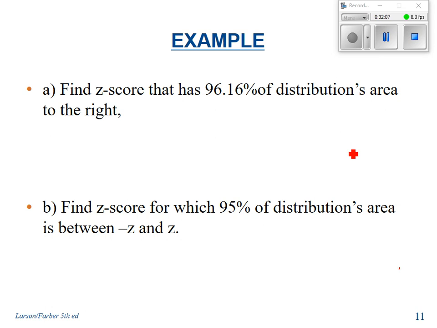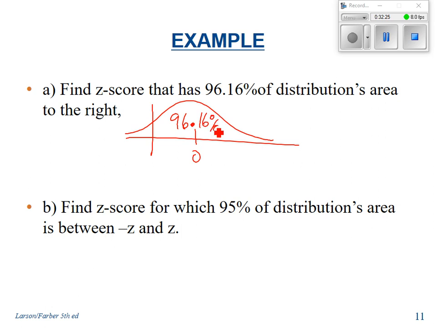So on this one, find the z-score that has 96.16% of its distribution to the right. So to the right, we want that way. That means our z-score is going to be somewhere in here. We want this to be 96.16%. First thing we got to do is change it into a decimal. And then what are we going to do with it? Subtract it from 1 or 100. So somebody do 1 minus that.